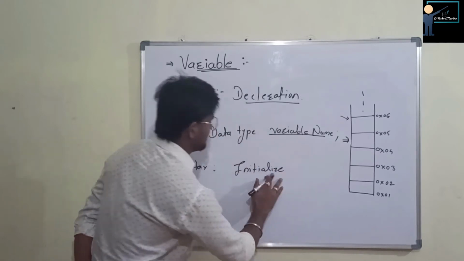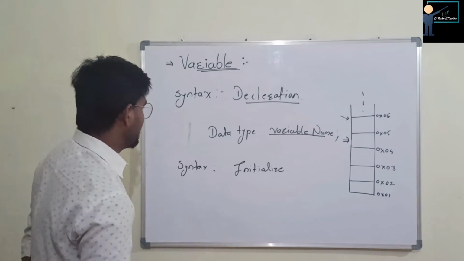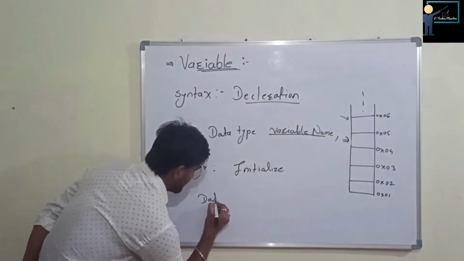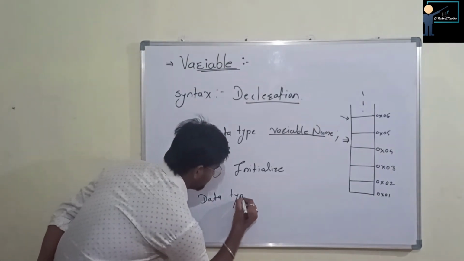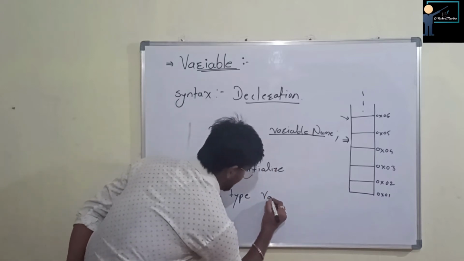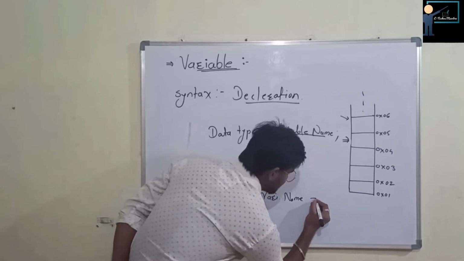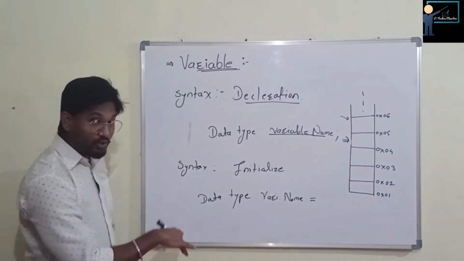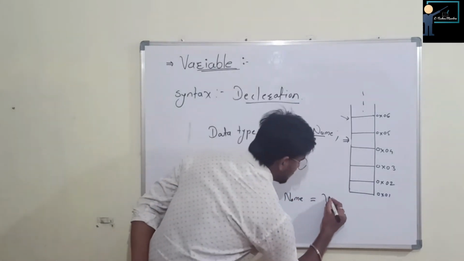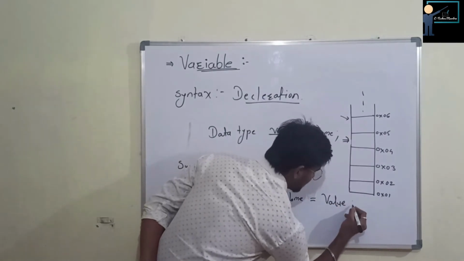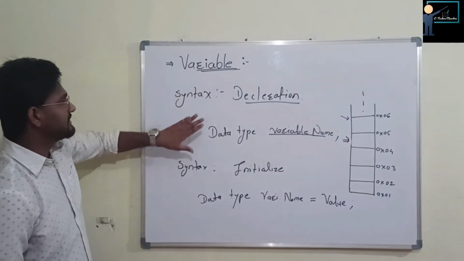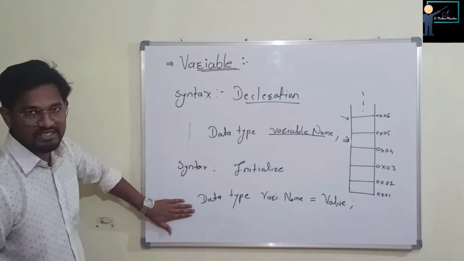Okay, so initialization. The syntax to initialize any variable is: data type, variable name, is equal to, and whatever value you need to initialize, and a semicolon. So this is a declaration syntax and this is an initialization syntax.